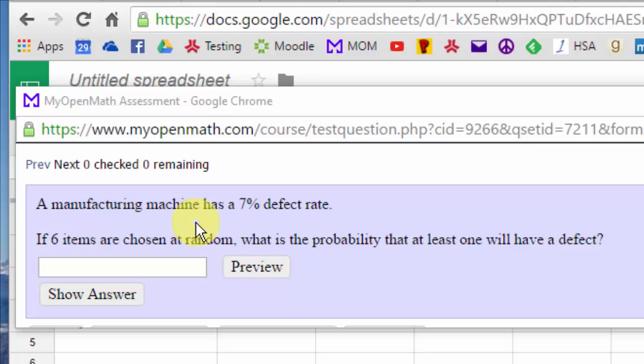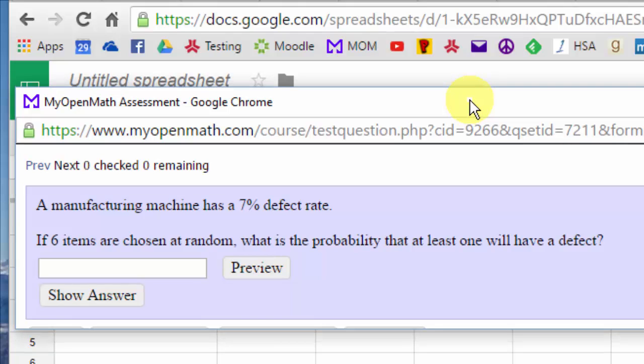Here's the problem I got. It says a machine has a 7% defect rate. If 6 items are chosen at random, what's the probability that at least one will have a defect? So let's see, I need choosing 6, 1 have a defect, and that's the defect rate.